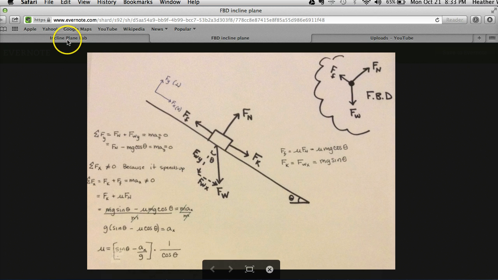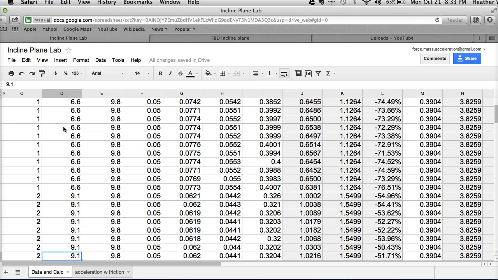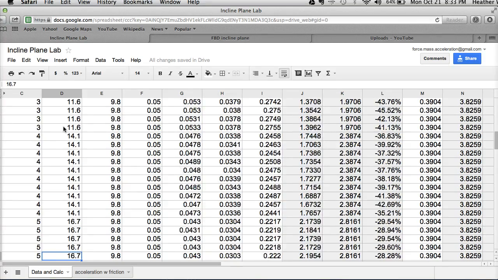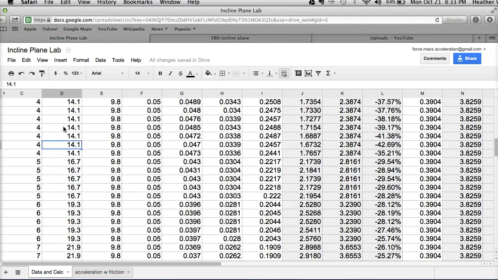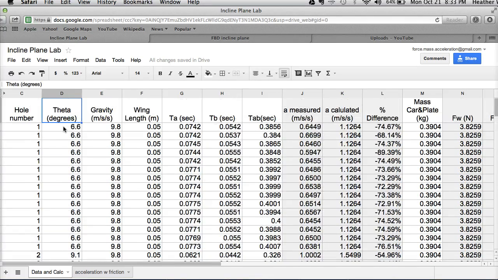Now let's take a look at the data. In class, you measured a few things. The height, and remember, we're measuring the height from the physics base up. Theta, what I've done here is you can see that theta is actually done in the real numbers. So in your original lab, you probably have different numbers, and that's okay. Gravity, wing length in meters, and then T_A, T_B, and T_AB. All of these you measured.